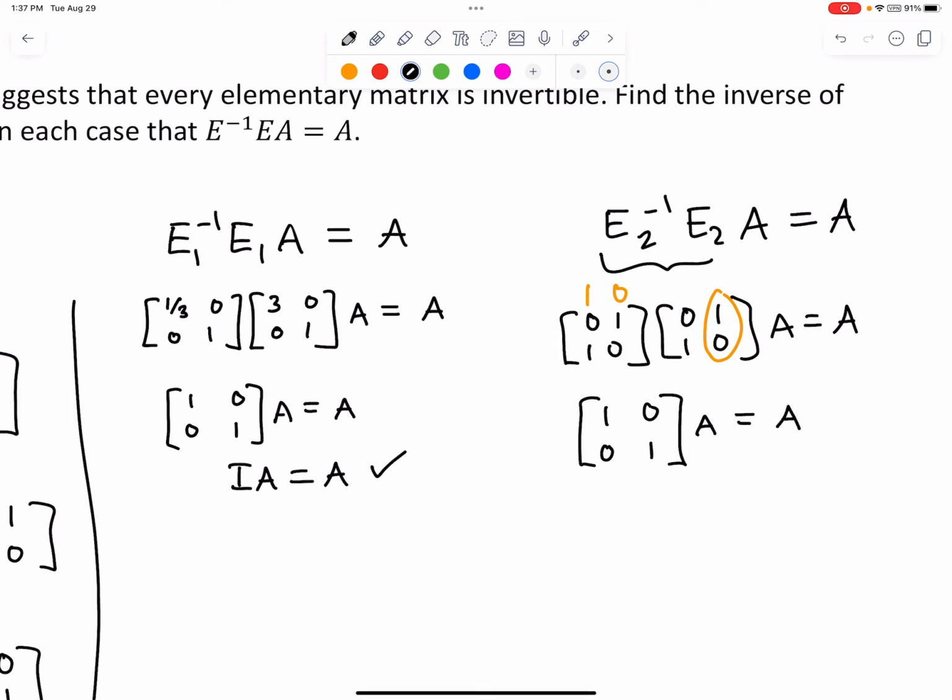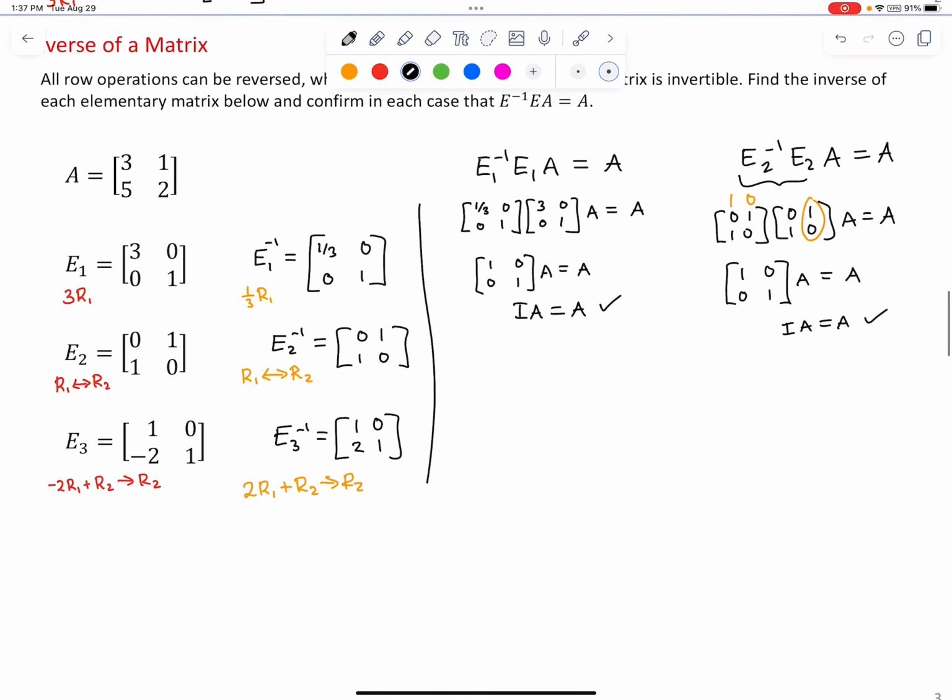And the identity matrix times A, we won't bother doing that calculation again. Yes, we get A is equal to A, or identity times A is equal to A. Check. This works out. And let's verify for E3.